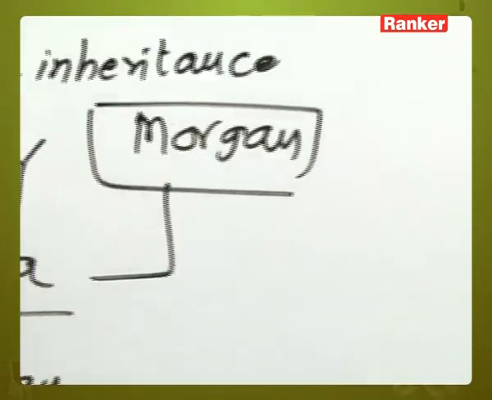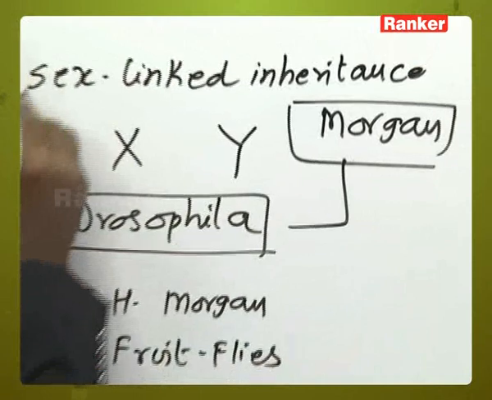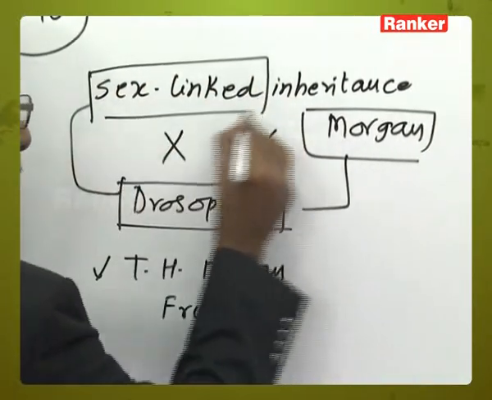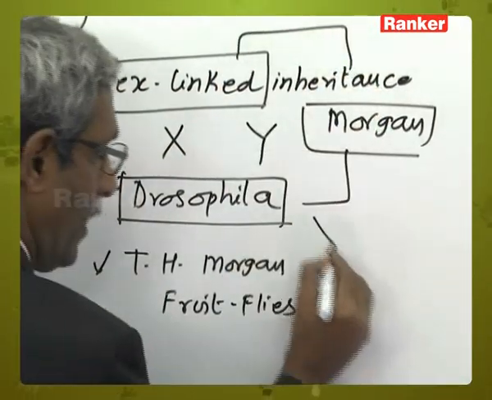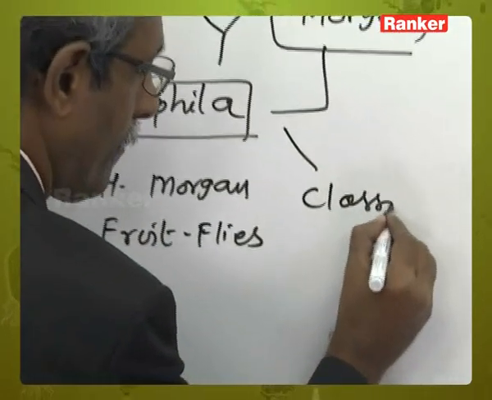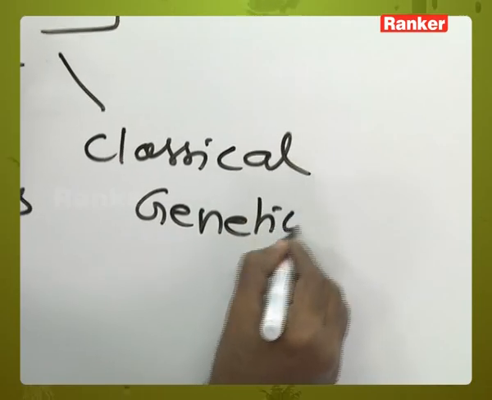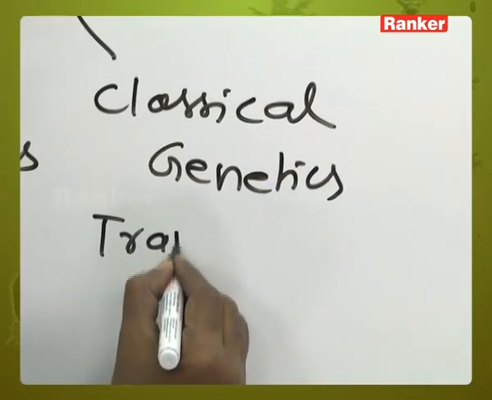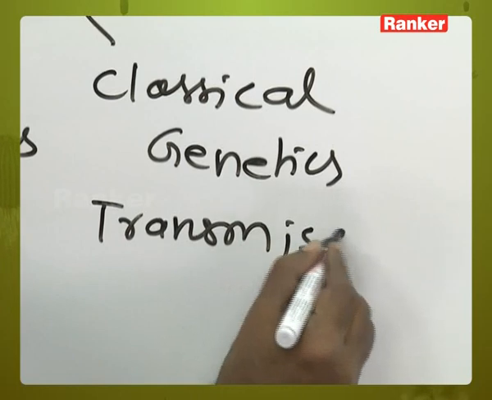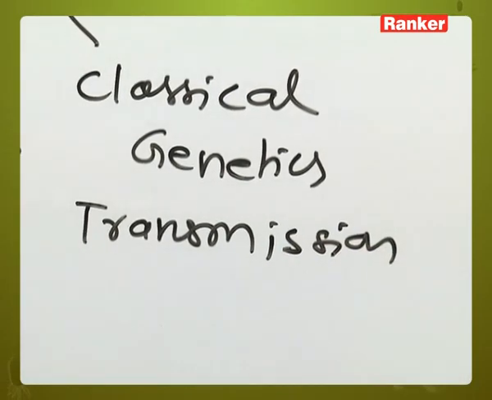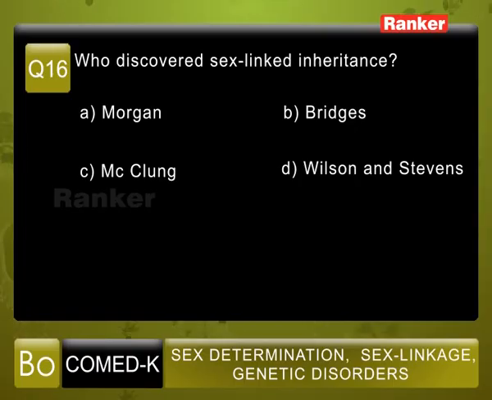So, Morgan, Drosophila and sex-linked inheritance are major discoveries in the field of classical genetics or transmission genetics. Hence, the correct answer is A. Correct answer is A for sex-linked inheritance through Morgan.